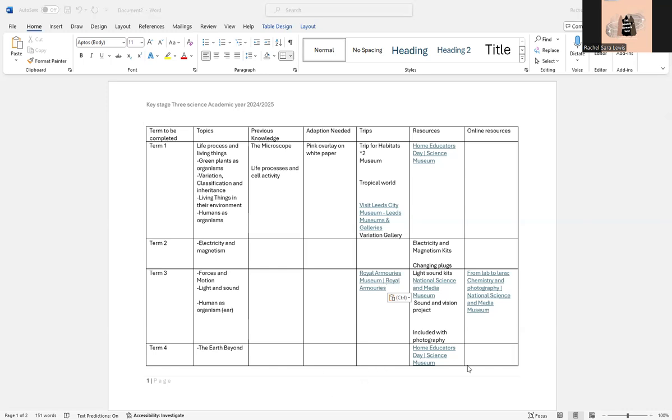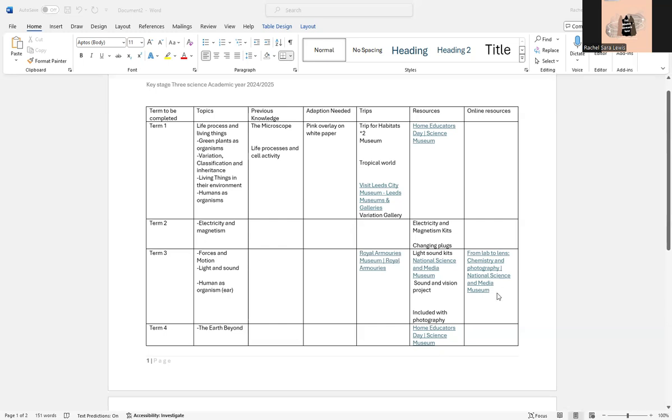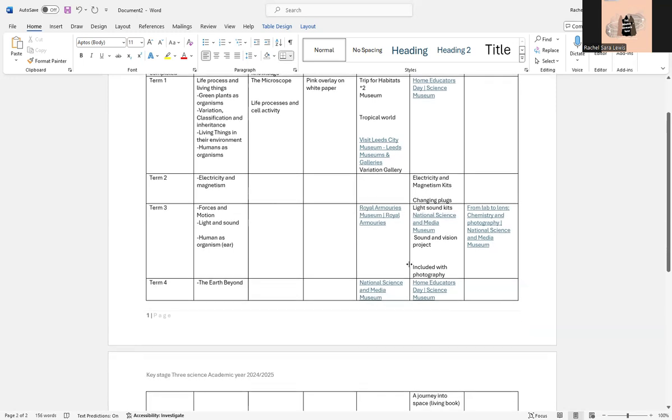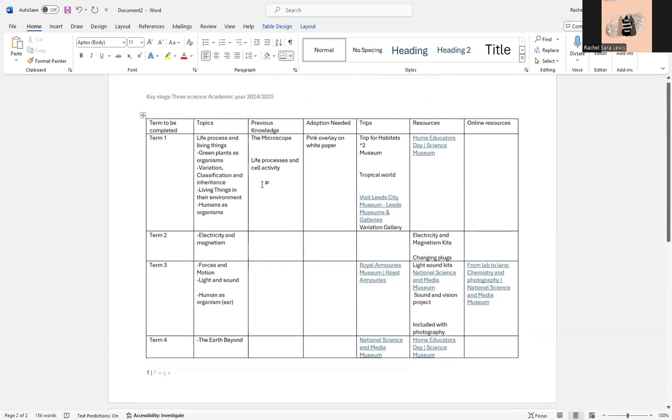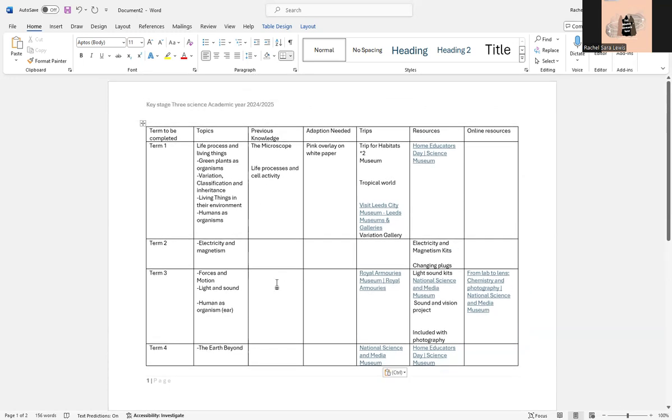The Earth and Beyond, when we do the Home Educators Day, we will also go back to because it's local, it's one of those things that we can do several times in the year. We will go back to the National Science Museum in Bradford to be able to look at certain things in a bit more depth.